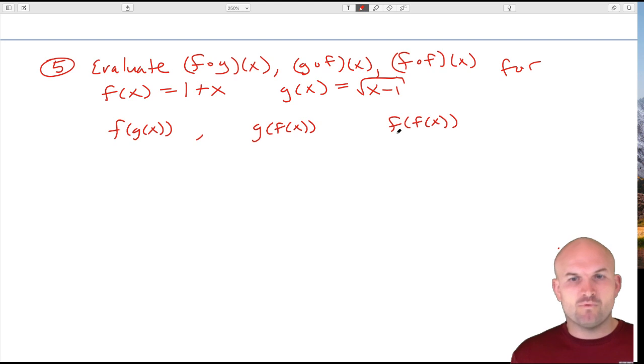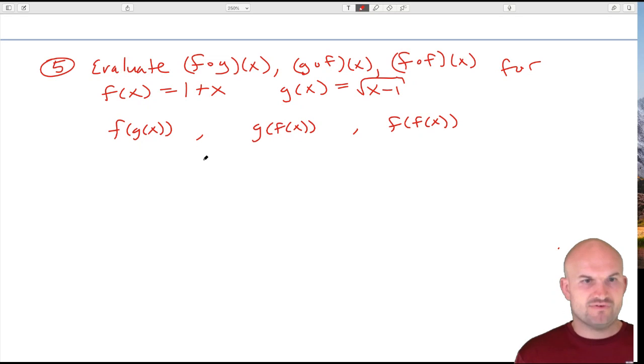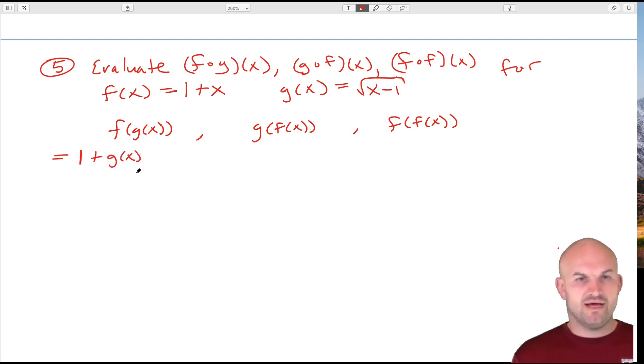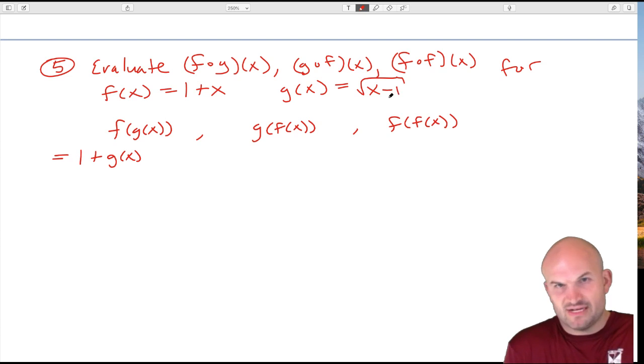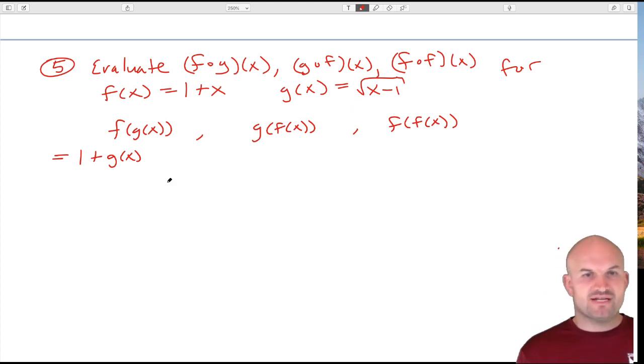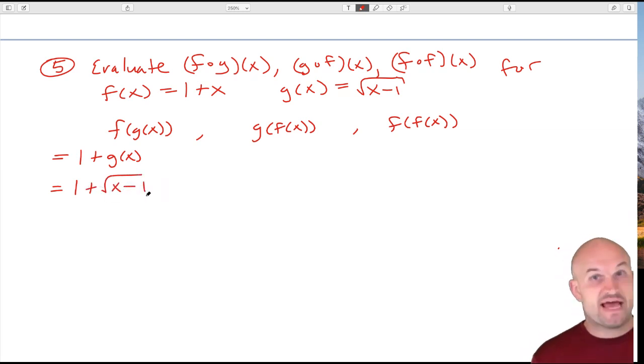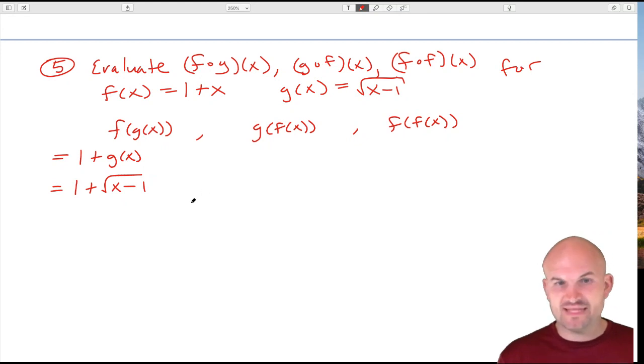But as far as understanding what you're supposed to be doing, obviously the composition notation like this is going to be the preferred method. So when you write it like this, it's basically saying just take the g of x function and plug it into the f of x function, right? So we have f of x, which is 1 plus x. So we're going to take the g of x function, and you plug the g of x in for the x. So it's really 1 plus g of x. Well, what is g of x? That's the square root of x minus 1. So therefore, that's going to be 1 plus the square root of x minus 1. And that's it. There's really nothing else we can do with that.